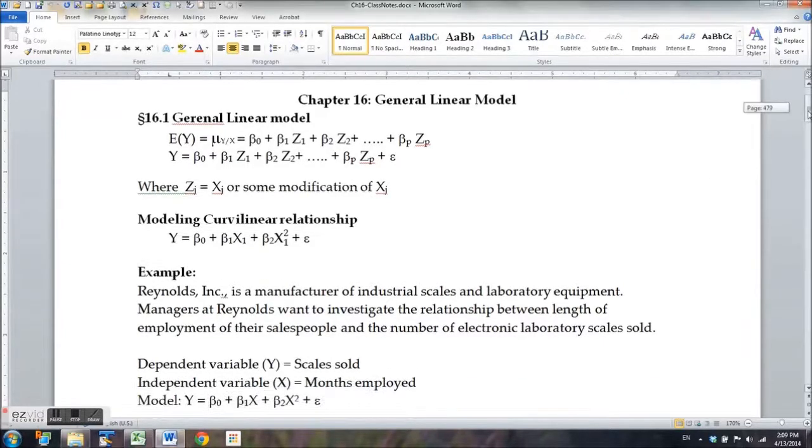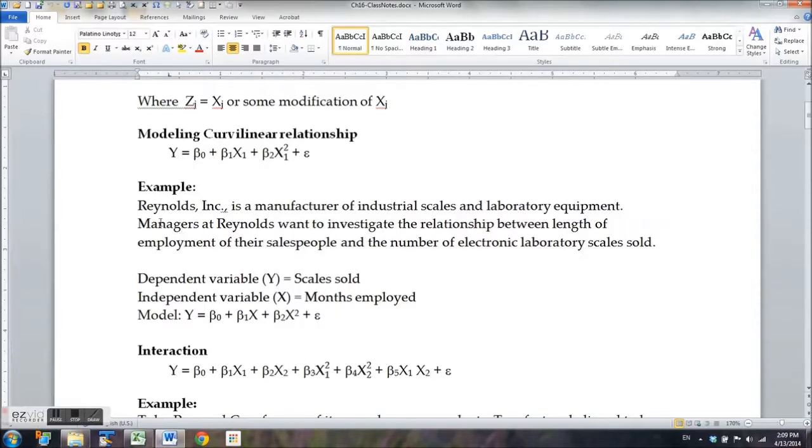This is from your textbook. We have a manufacturing company that manufactures industrial scales and laboratory equipment. So the managers want to investigate a relationship between the length of employment of the sales representatives and the number of units they sell of the laboratory scales. So they want to predict the sales units with how long the salespeople have been employed in the company.